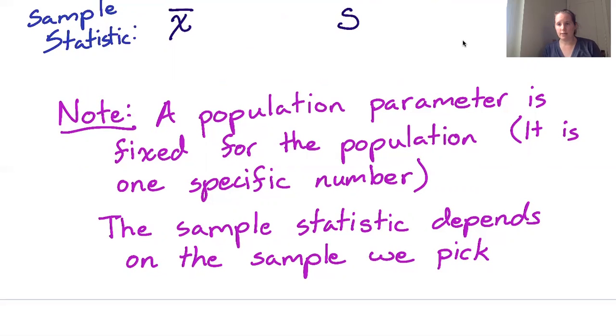In module 17, we will be focusing on proportion. So we will be looking at possible p-hats, possible sample proportions, and how we can use them to make guesses about the population proportion.